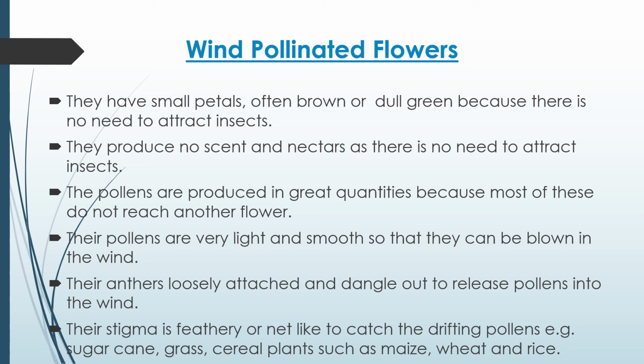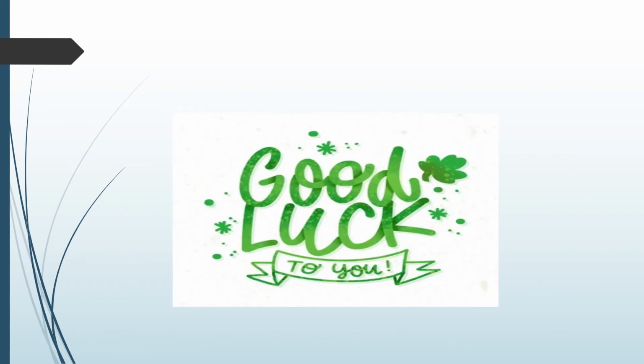Now, the examples of wind pollinated flowers are sugarcane, grass, cereal plants such as maize, wheat, and rice. So these are some of the examples of wind pollinated flowers. I hope that this lecture has helped you to understand pollination, methods of pollination. There are other ways as well, but in our book we have studied only two, that is pollination by insect and pollination by wind. We also studied the characteristics of flowers that are pollinated by insect and flowers that are pollinated by wind.